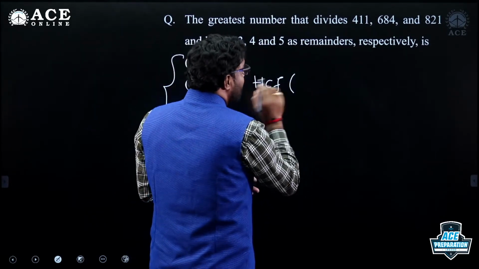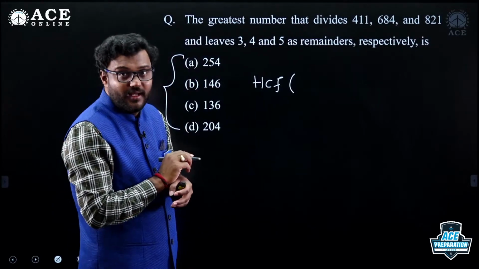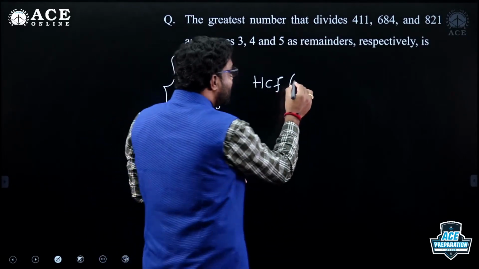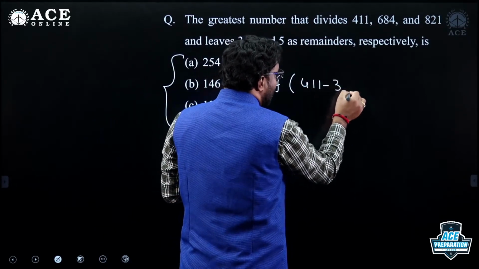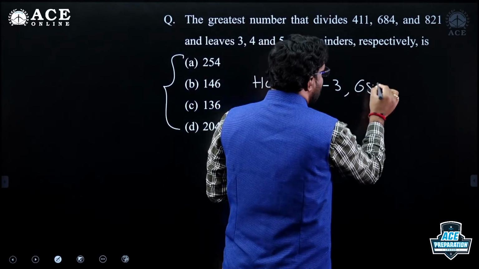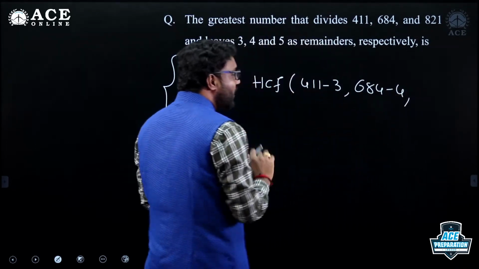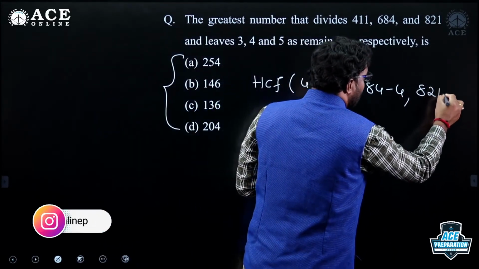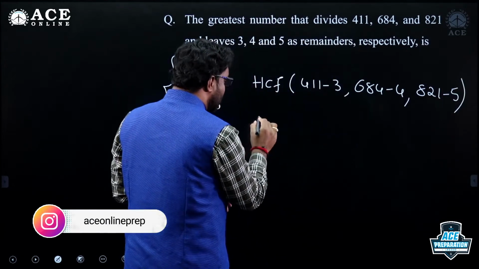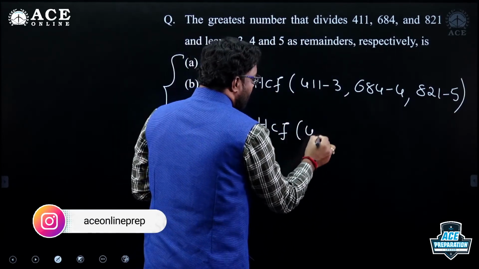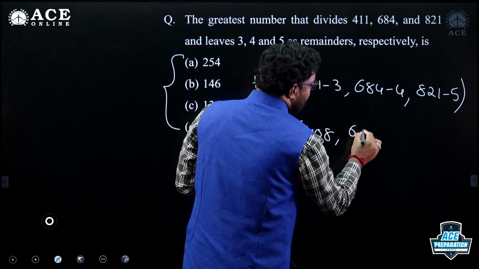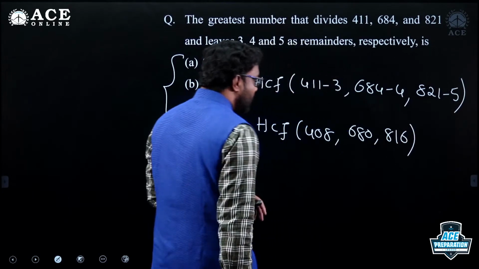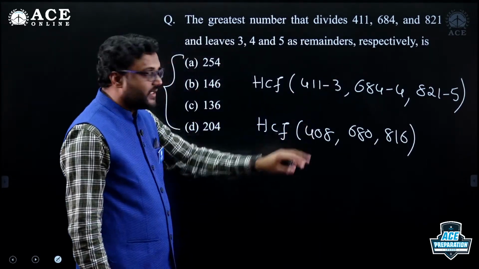Alright, so first one, 411. This 411 is divided by your answer giving remainder 3, means remove that 3, and it's exactly divided by your answer. 684 is giving remainder 4, remove that 4, that number is exactly divided by your answer. 821 gives remainder 5, remove that 5, that is exactly divided by your answer. It means you have to find the HCF for 408, 680 and 816. What is the highest number which is dividing all of these?